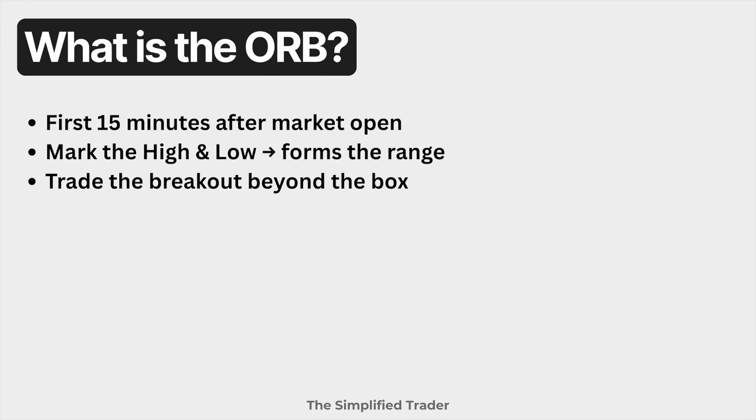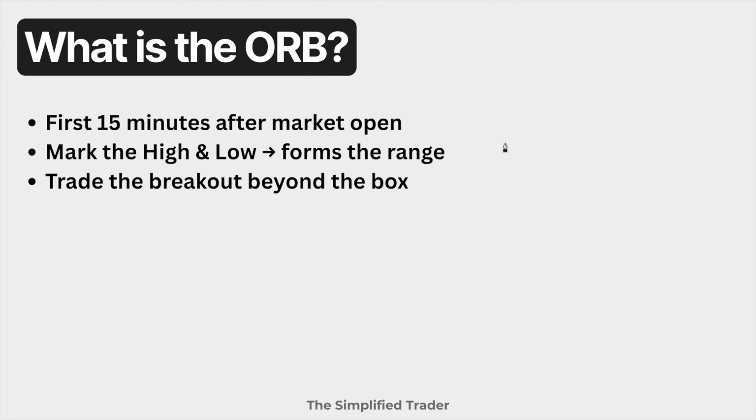So, what is the ORB? It starts with the first 50 minutes after the session opens. You mark out the high and the low of the first 15-minute candle range. That is your ORB box. That is your opening range breakout zone that you wait for price action to break out of. The classic idea is that when price breaks out of this box, you take a trade in that direction.